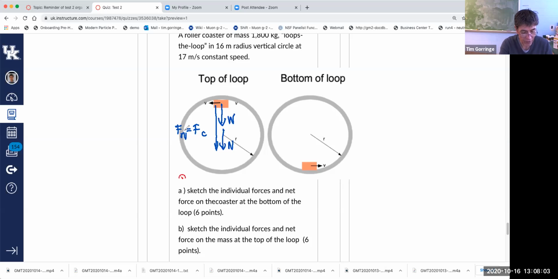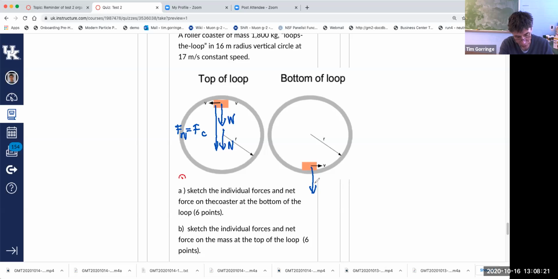And so that's a diagram of the individual forces and also the net force, or the centripetal force. The net force is the vector sum of the weight and the normal force. Now let me do the same thing for the bottom of the loop.